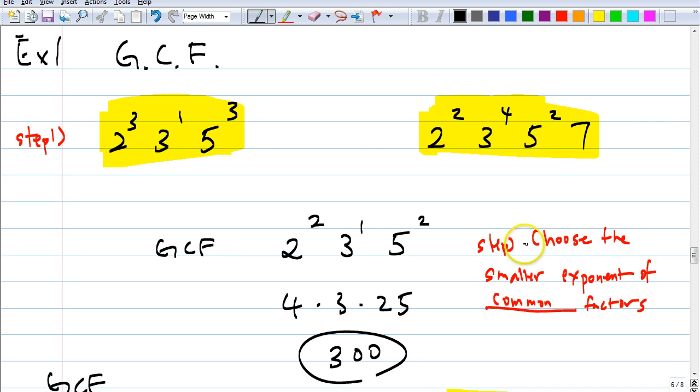See, I wrote this step 2 down here. Instead of exponent, I wrote power yesterday, I think. So, sorry. But choose the smaller exponent, not power. I wrote power by mistake. Choose the smaller exponent of the common factors.